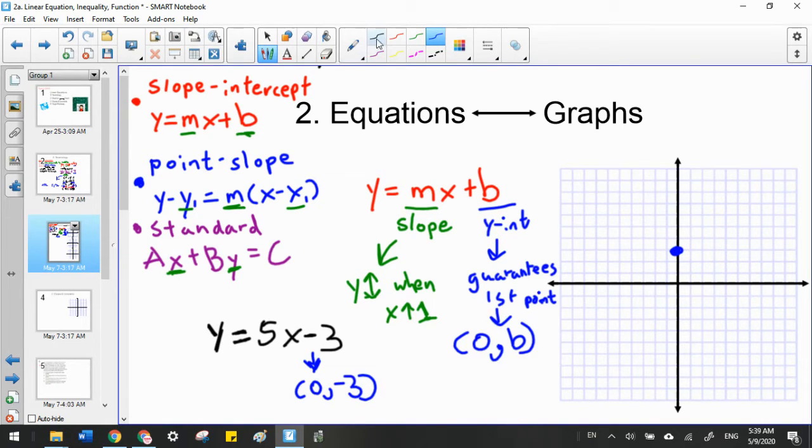And now that I've got my first point, I just need to be able to describe the change in slope. So my slope is 5, which means, following this rule over here, when I graph, when x goes up by 1, y goes up by the slope, which in this case would be 5. So then I would start at (0, -3), move 1 unit to the right, up by 1, 2, 3, 4, 5 units, and now I have 2 points.